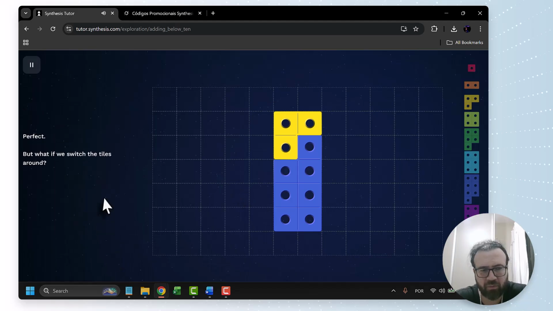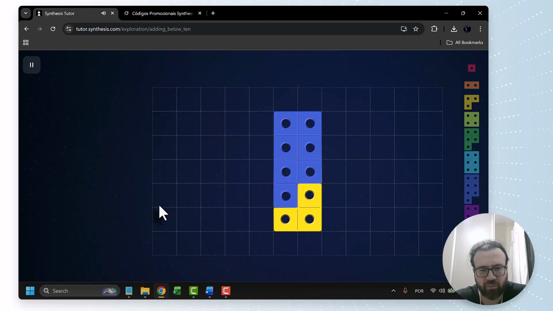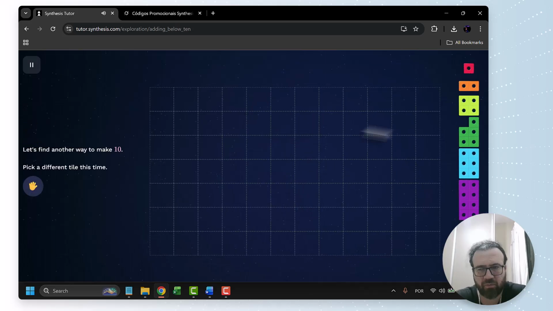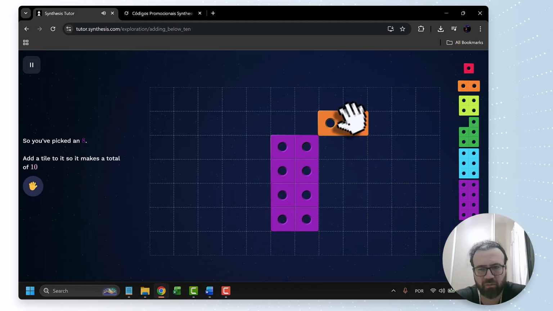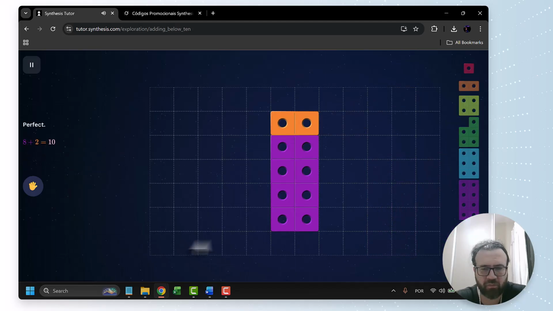Perfect. But what if we switch the tiles around? Now the 7 tile is on top. What's the total now? Exactly. We can add the numbers in both ways. Let's find another way to make 10. Pick a different tile this time. So you've picked an 8. Perfect. 8 plus 2 equals 10.